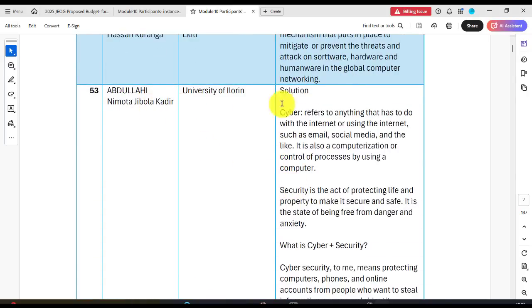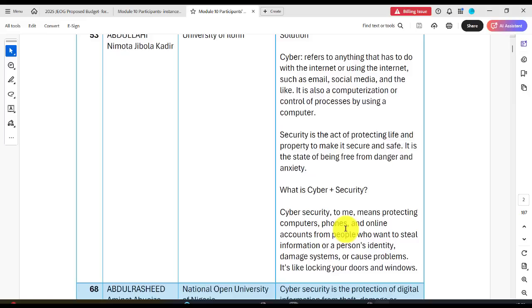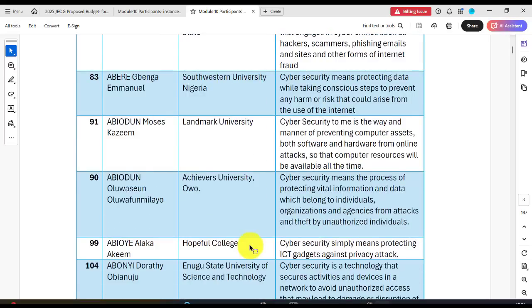Abdullahi Nimota Jibola Kadri, University of Ilorin, says, cyber, she took it one by one. Cyber refers to anything that has to do with the internet or using the internet, such as email, social media, and the like. Security is the act of protecting life and property to make it secure and safe. It is the state of being free from danger and anxiety. So what is then cyber plus security? Cyber security to her means protecting computers, phones, and online accounts from people who want to steal information or a person's identity, damage systems, of course, and all of that. So this is quite good, and you all did very well, as I noticed and recorded.